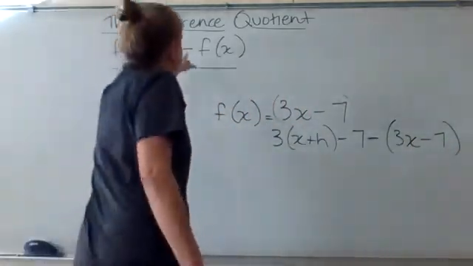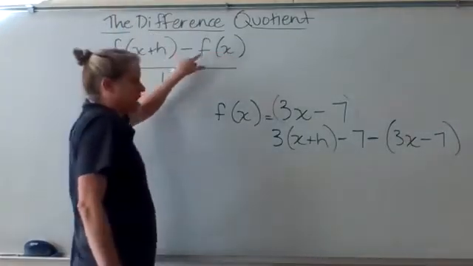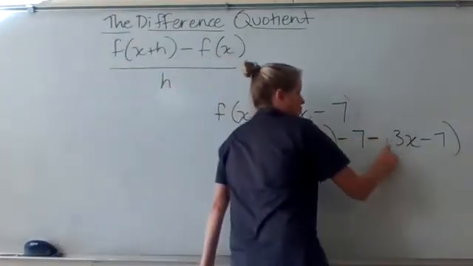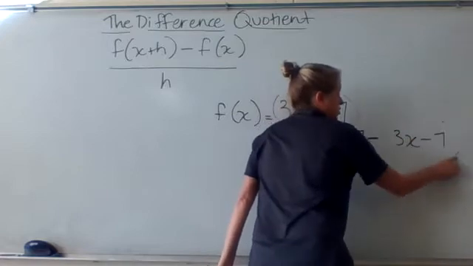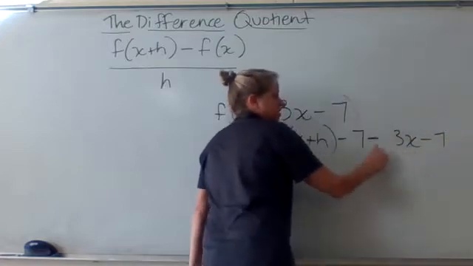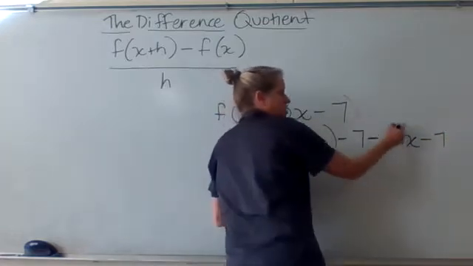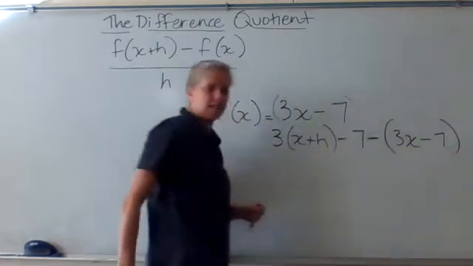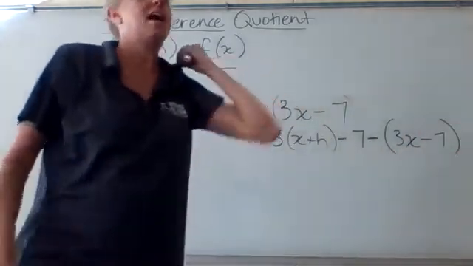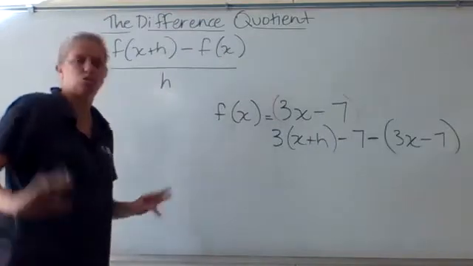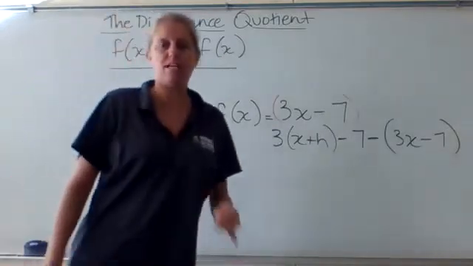If I'm subtracting the whole function and I don't put parentheses around it, if it just looked like this, then I would just be subtracting the 3x. I don't want to just subtract the 3x. I want to subtract the whole function. Now, the denominator is going to be h. We're just going to put it in at the end when we need to use it.